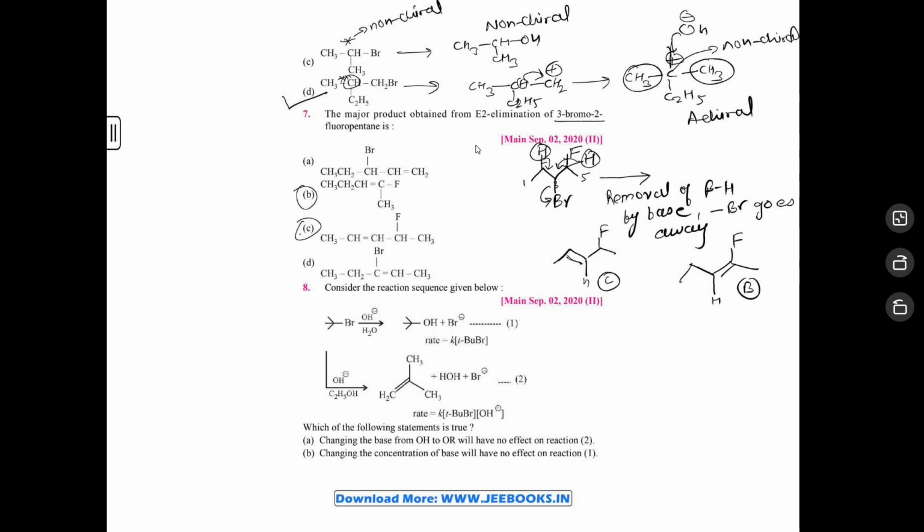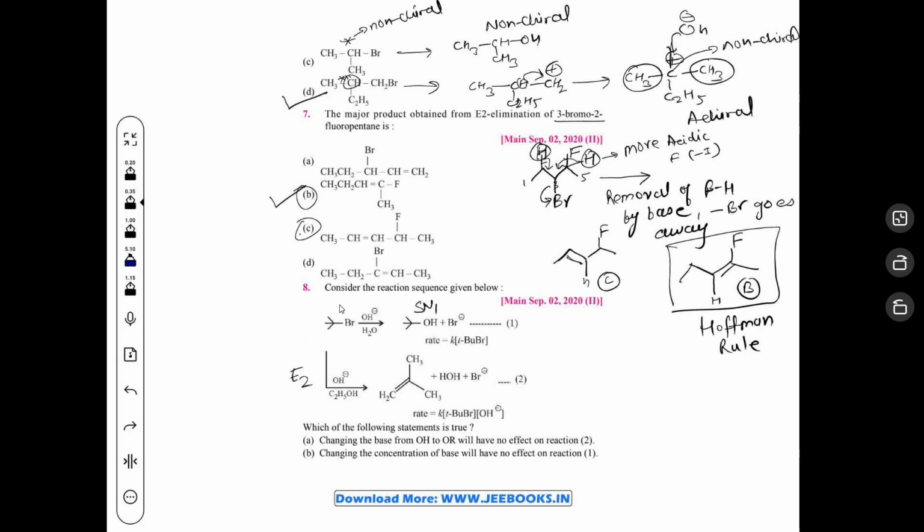Now we have to understand which is the major product. As I discussed in the previous questions, this is the more acidic hydrogen, due to the presence of this fluorine, which has very strong electronegativity, making this hydrogen more acidic as compared to this hydrogen. Therefore, this hydrogen present at the fluorine carbon will be removed first and give the product according to the Hofmann rule. Hence, B will be the major product. So the correct answer is B.